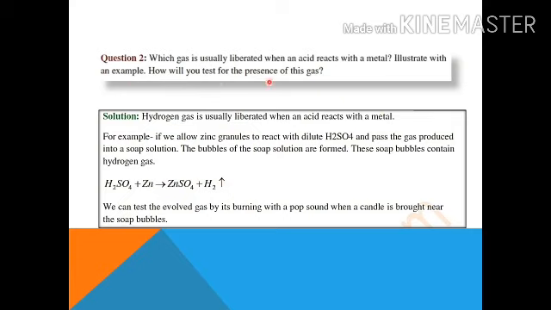Now, how can we test the presence of this gas? We can test this evolved gas by its burning with a pop sound when a candle is brought near the soap bubbles. So in order to find out which gas is evolving, we react this metal and an acid, and the gas which is produced, we collect it in a soap solution. In the soap solution, bubbles will be formed because the gas is formed. So these bubbles will contain the hydrogen gas. So if a lighted candle is shown near the soap bubble which contains the hydrogen gas, it will burn with a pop sound.